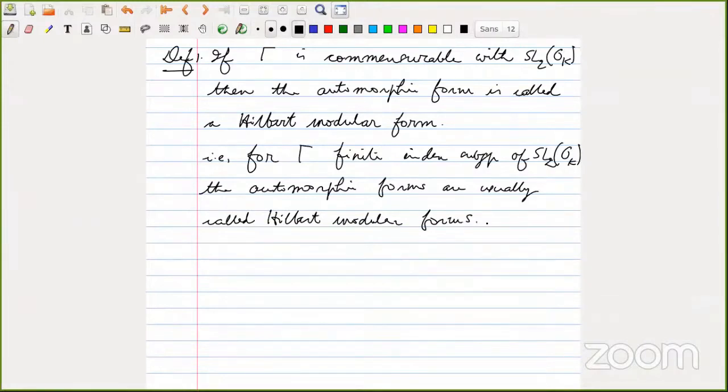And so one thing which is nice about this is something called the Koecher principle. Okay, so maybe before we do that, I can give you some examples. The first thing is to ask ourselves what are examples of these automorphic forms. So, example.